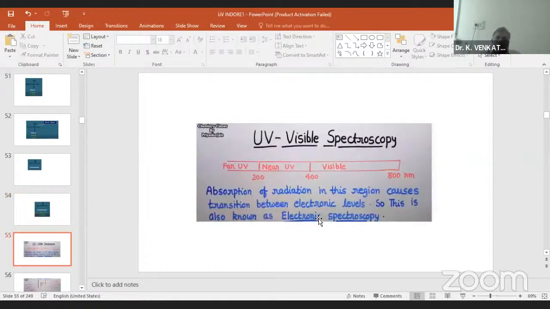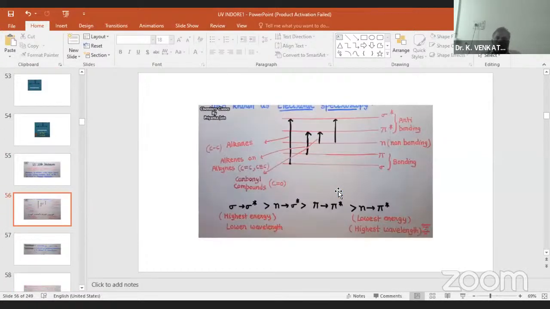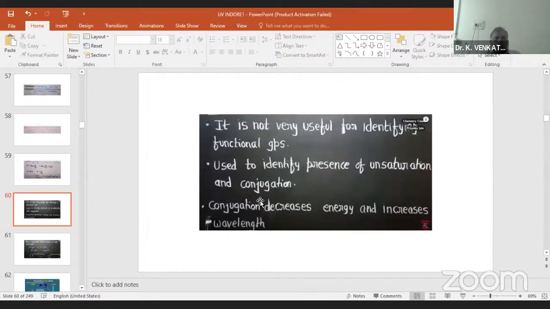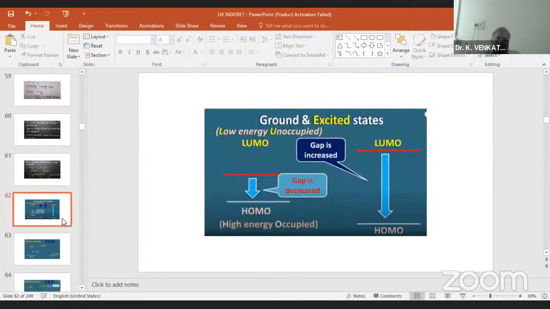In UV visible spectroscopy, less than 200 is the far UV, 200 to 400 is near UV, and 400 to 800 is the visible part. This is for the chromophores and auxochromes. It is very useful for identification of functional groups and the presence of unsaturation and conjugation. Conjugation decreases the energy and increases the wavelength.